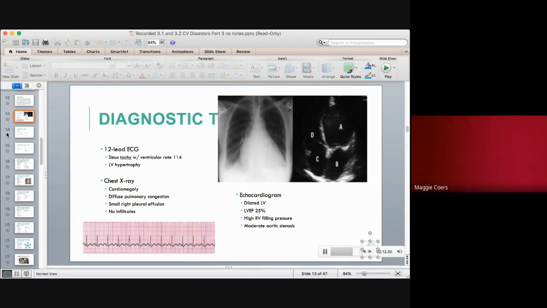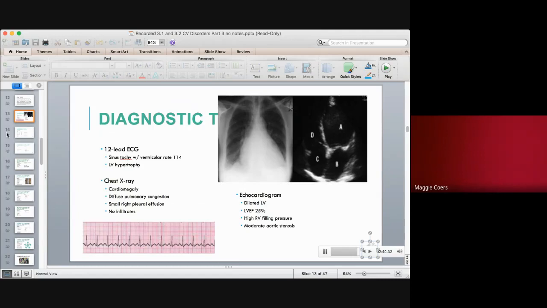So the echocardiogram is here. It does show a left ventricle that's dilated, marked by the letter A. Her left ventricle is very dilated. There's a 20% ejection fraction. Her right ventricle has a lot of filling pressure, and she has moderate aortic stenosis.